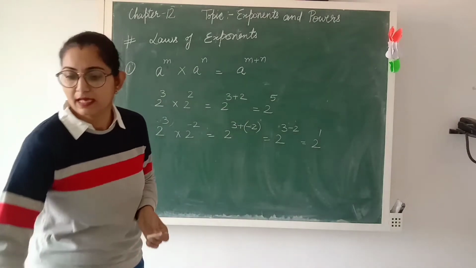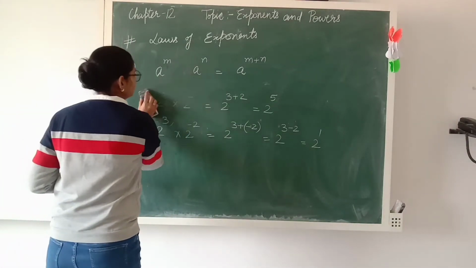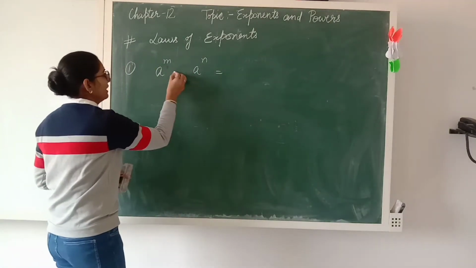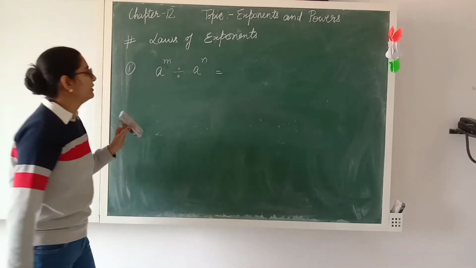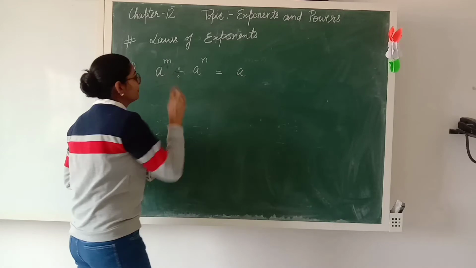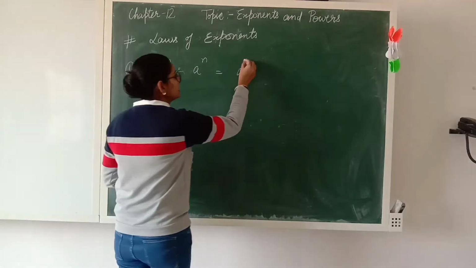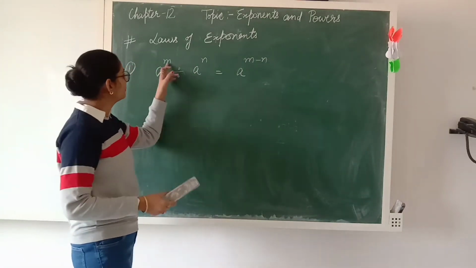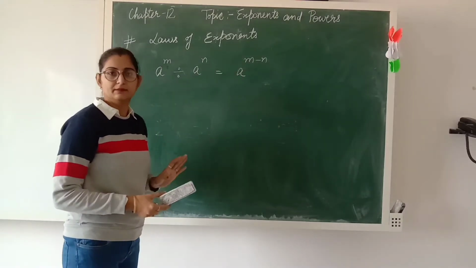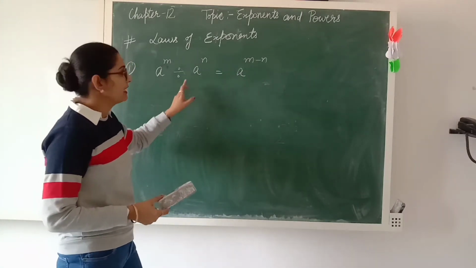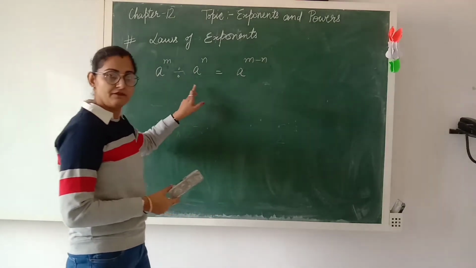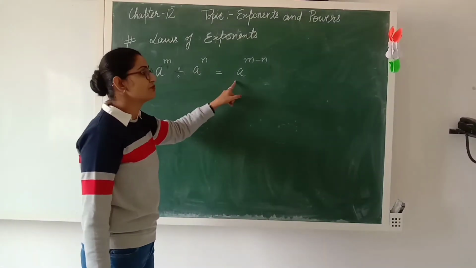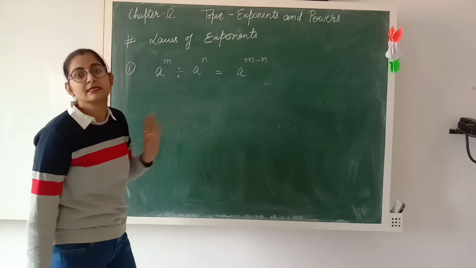Now our second law is about division. Whenever bases are the same and we have to divide them, then what do we have to do with powers? We have to just subtract the powers, because the base is the same here. In case of multiplication, we add them, but in case of division, we subtract the powers. Remember one thing always, for this situation, bases will be the same.